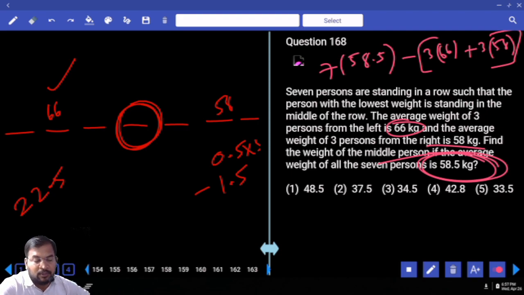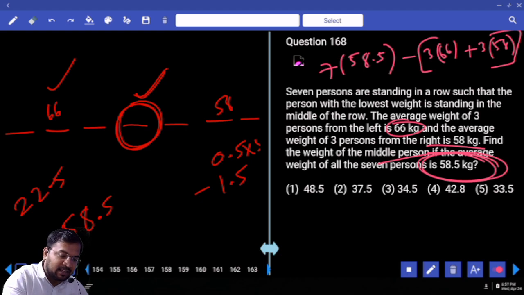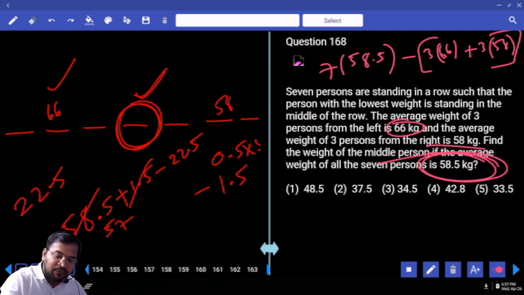Now we need the middle person. Middle person is how much? The average is 58.5, so definitely less. This is extra. This one we have to add and this one we have to subtract. 1.5 we have to add and 22.5 we have to subtract. 58.5 minus 1.5 is 57, and 57 minus 22.5 is 37.5.